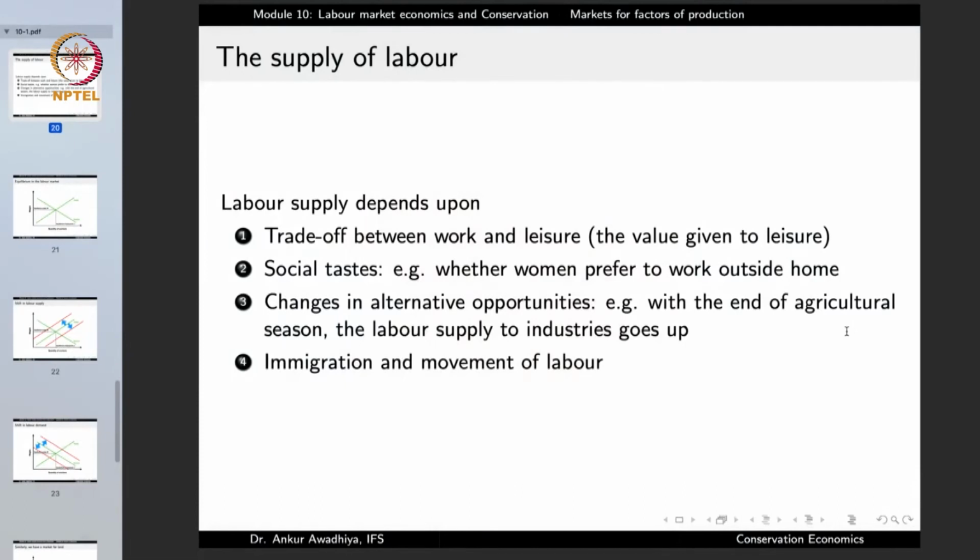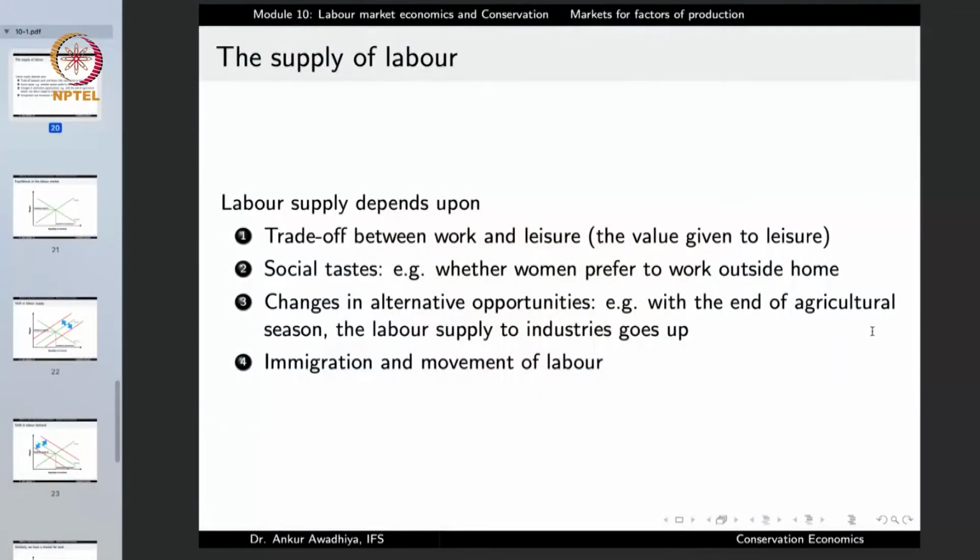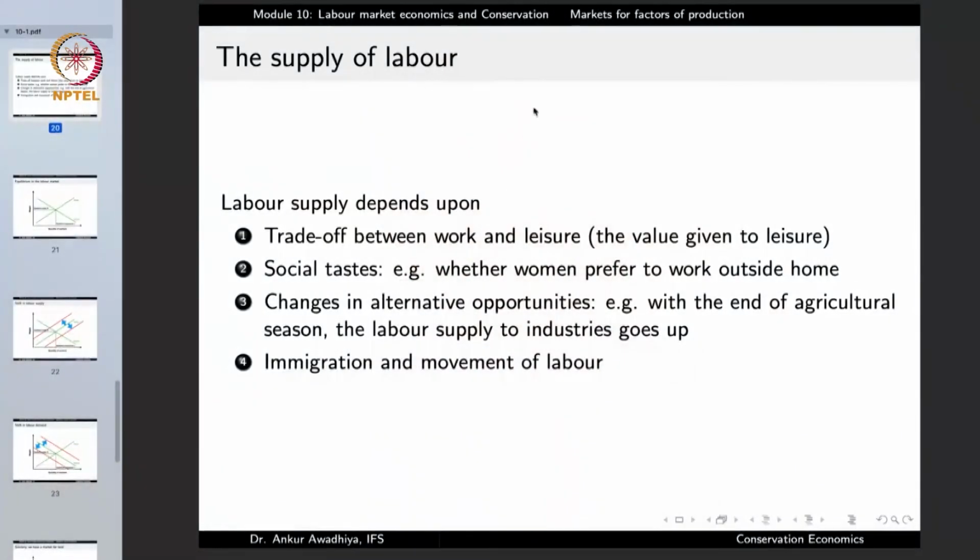Then it also depends on the changes in the alternative opportunities that people have. With the end of the agricultural season, the labor supply to the industries goes up. Why? Because the amount of employment that was available in the agricultural sector dries out because the agricultural season has ended. So when that happens, the supply of labor for industries increases. And it also depends on immigration and the movement of labor. So if more people come into a society or in a country, say through immigration or through movement inside the country, in that case, the labor supply will increase. So there are a number of things that determine the supply of labor.